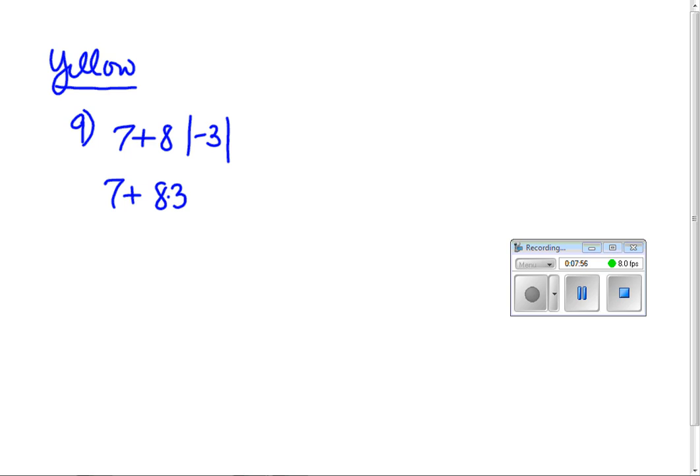Okay. It's times. If it had been this way, that would be divide. Okay? Good. So what's 8 times 3? 24. If you got this right, you can still cover it up and do it again. Number 10.